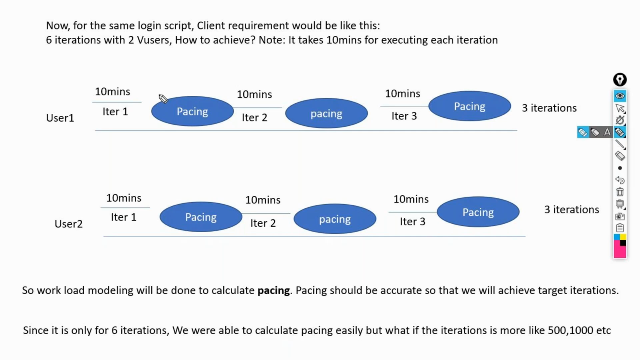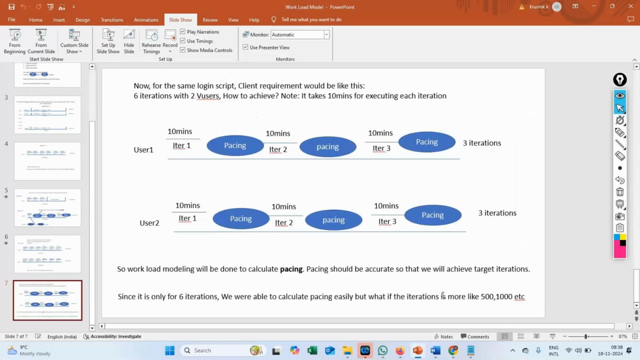So how do we calculate? If you want to calculate pacing for iterations like 500, 1000, 5000, 10,000, 20,000, then we need to use a formula called Little's law.